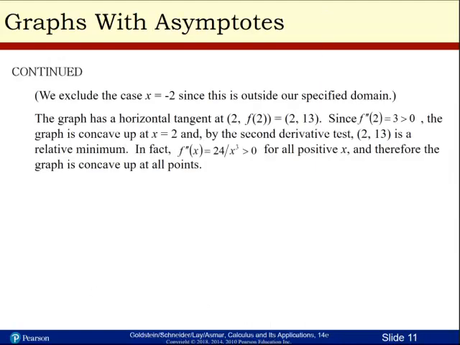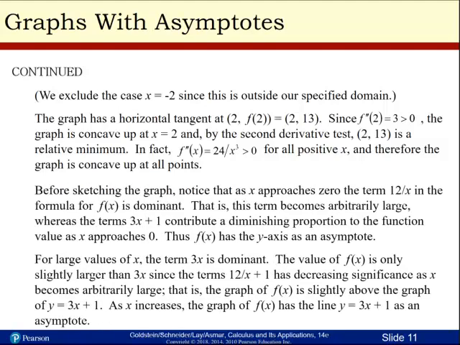So writing that down in words, we exclude the case x equals negative 2 since this is outside of our specified domain. The graph has a horizontal tangent at 2, f of 2, which is (2, 13). Since f double prime of 2 equals 3, which is greater than 0, the graph is concave up at x equals 2. And by the second derivative test, (2, 13) is a relative minimum. In fact, f double prime is positive for all positive x. Therefore, the graph is concave up at all points.